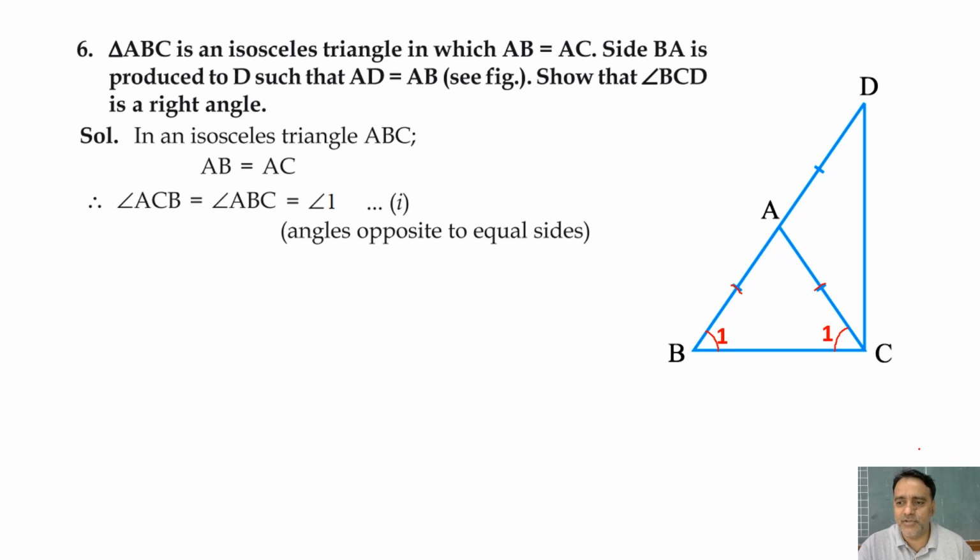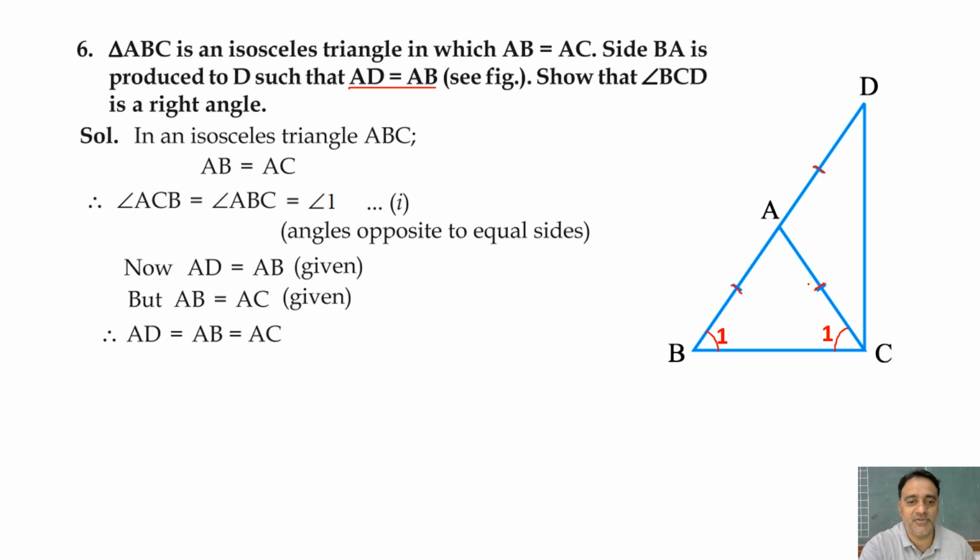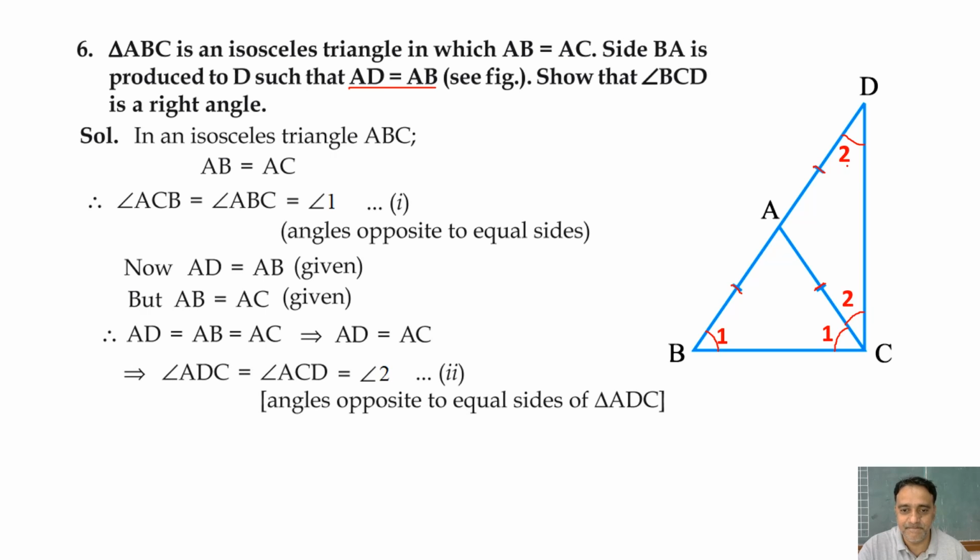So let both angles be equal to 1. Now AD is equal to AB. It is given in the question. Okay, and AB is also equal to AC. So ये दोनों भी equal हो जाएगा. So therefore AD is equal to AC. And if these two sides are equal, these two angles are also equal. तो हम लोग क्या करेंगे? दोनों angles को angle 2 ले लेंगे. Any doubt? No, sir. Okay.